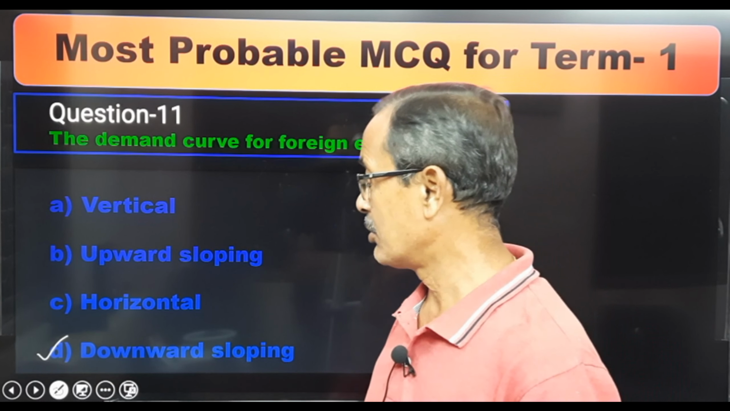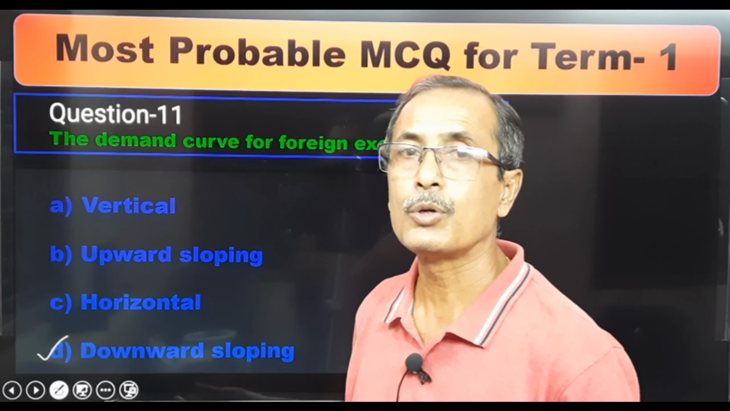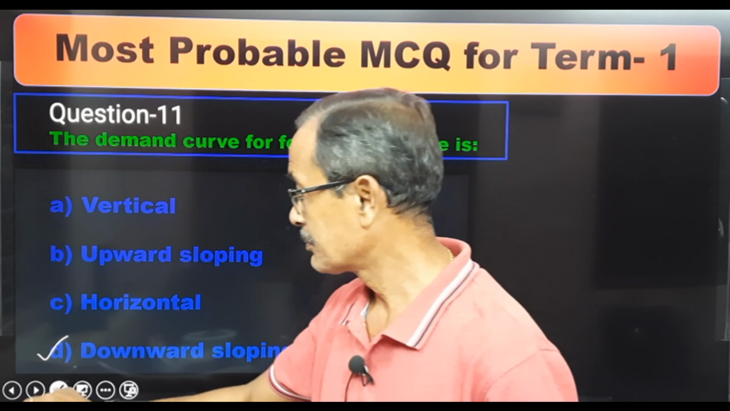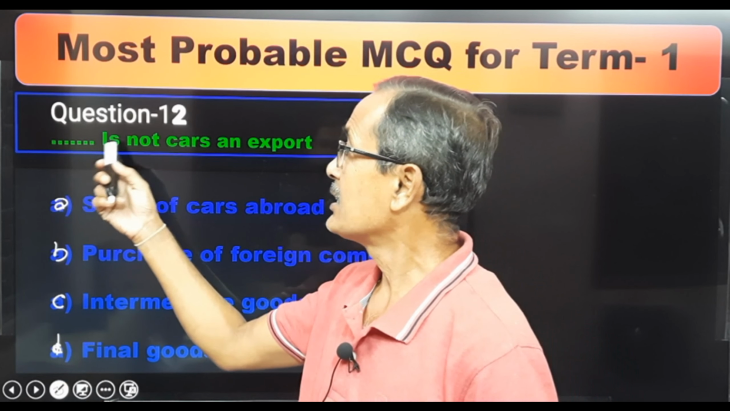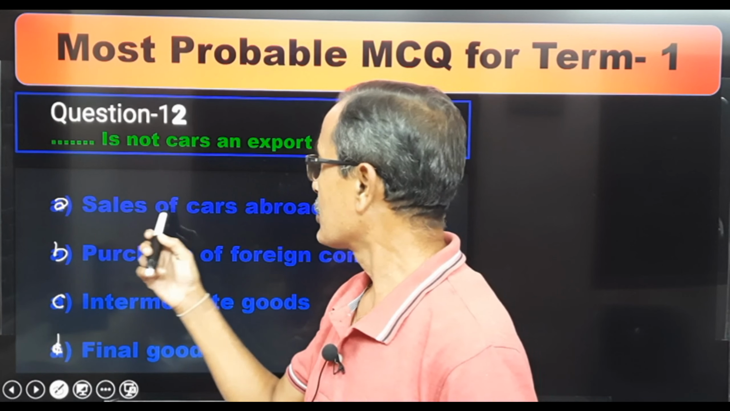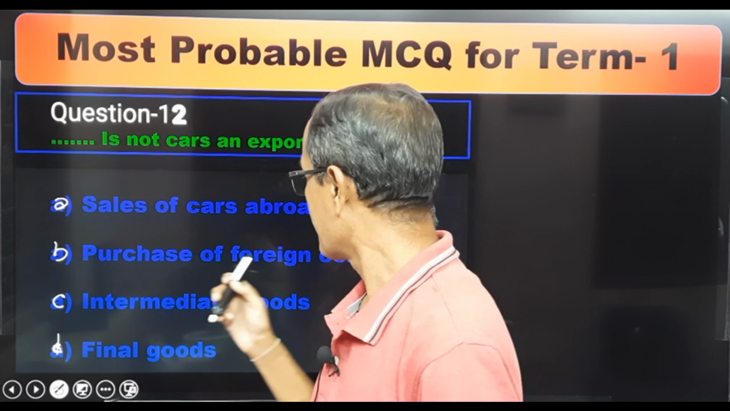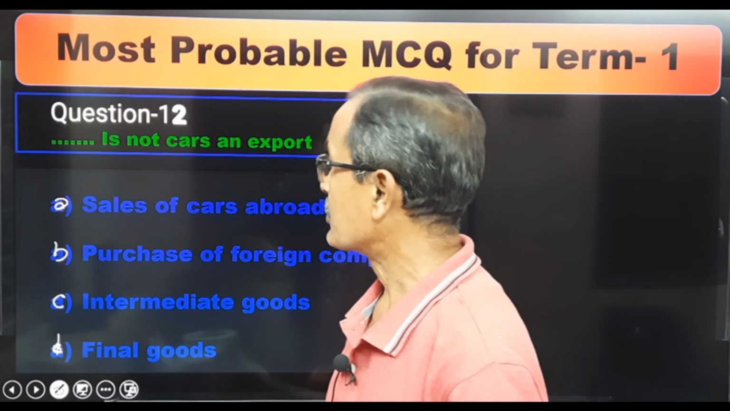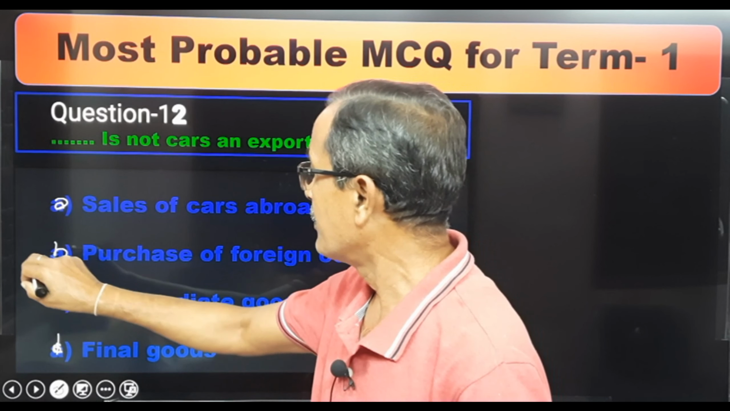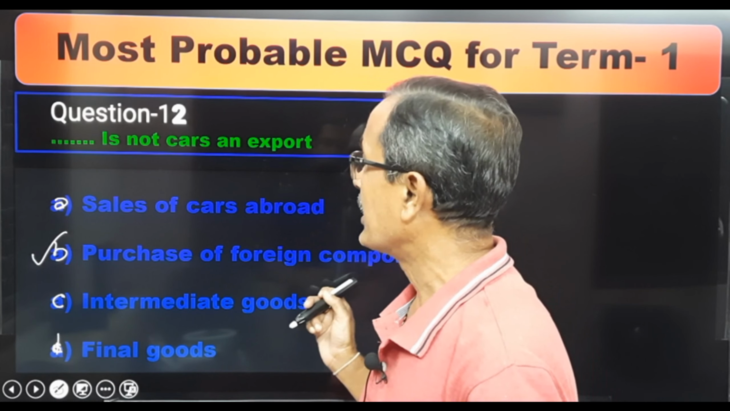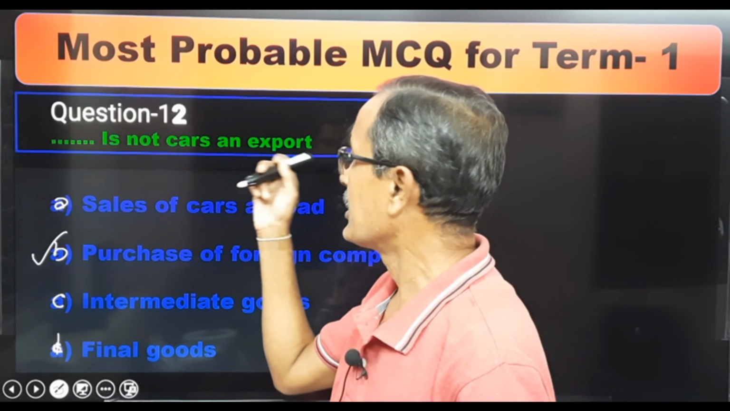So it is a downward sloping, or negatively sloped, inverse relationship between exchange rate and demand. What's given here? Dash is not car and export. Options given here: sales of cars abroad, purchase of foreign components, intermediate goods, final goods. So the option will be B. Purchase of foreign components is not cars and export.